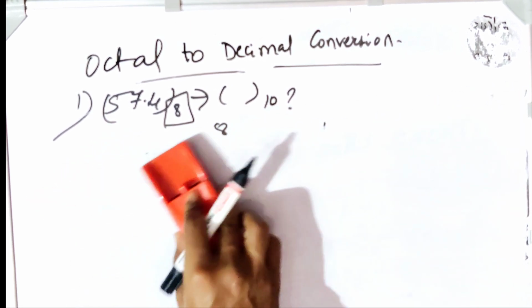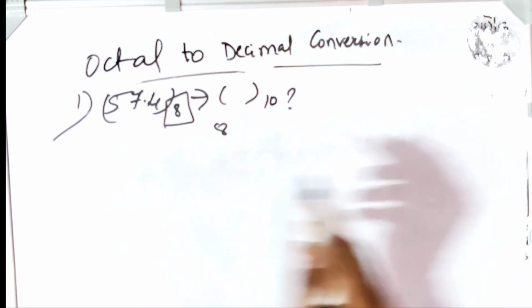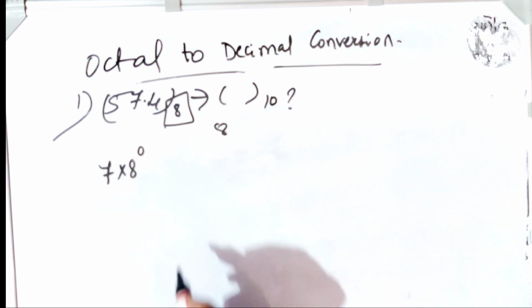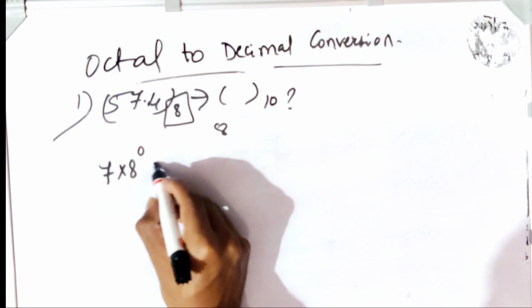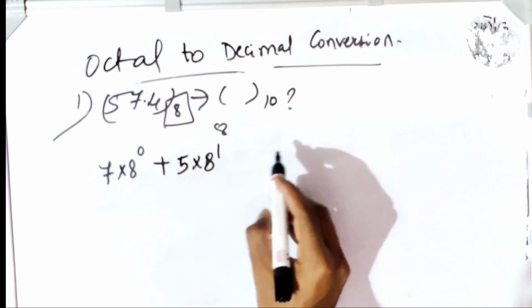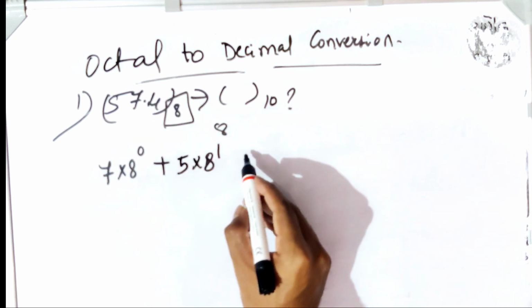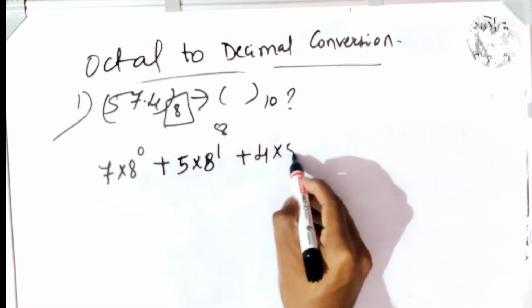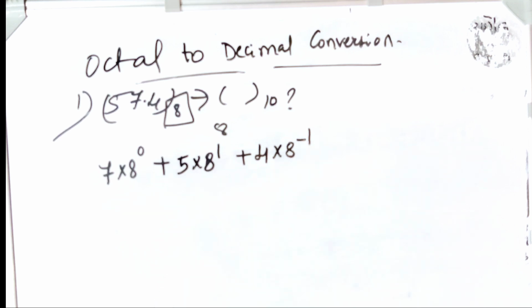Now we will solve this problem. First we will take the number 7 into 8 to the power of 0. Plus 5 into 8 to the power of 1. Then the next digit is 4, plus 4 into 8 to the power of minus 1. You should write it as minus 1. Be careful while writing this.